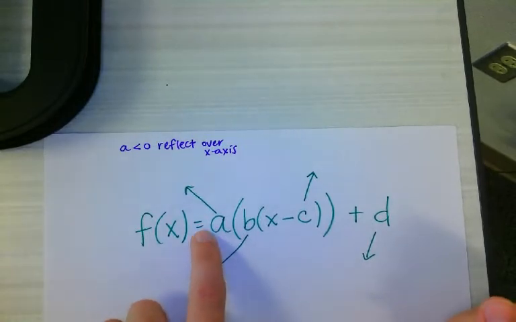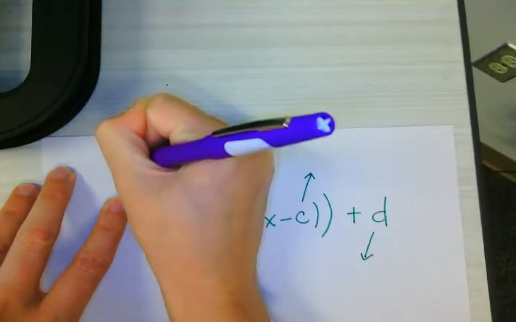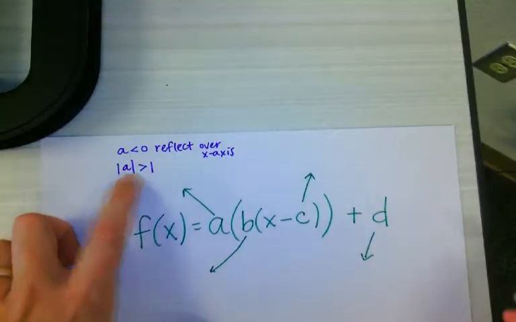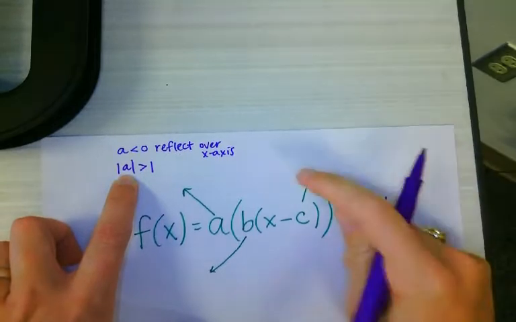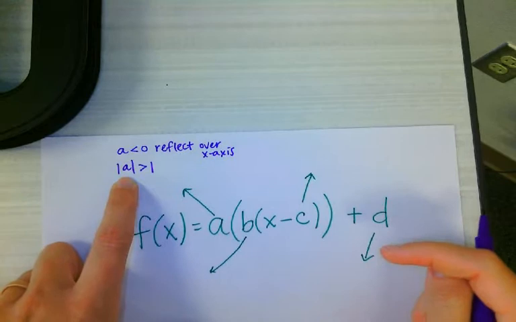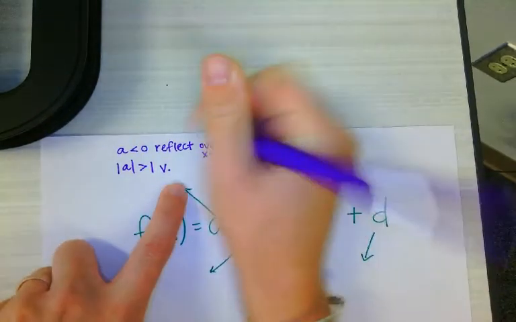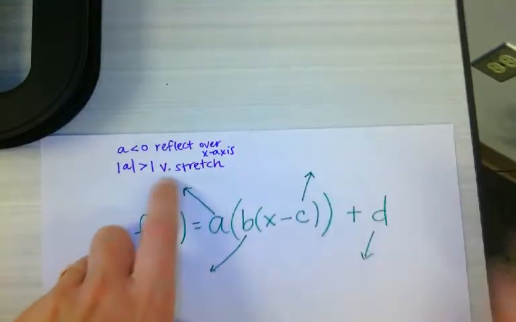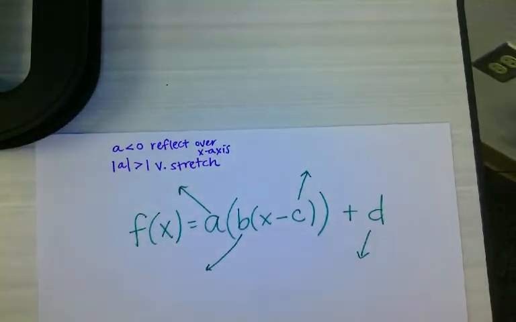If the function gets multiplied by a number bigger than 1, so here I'm going to write the absolute value of A is greater than 1. I'm putting absolute value here to make you ignore the negative. So absolute value makes a number positive. We will just look at the number, not the negative sign. And this is what we call a vertical stretch. So I'm going to go ahead and put V for vertical, and then I'll use H for horizontal.